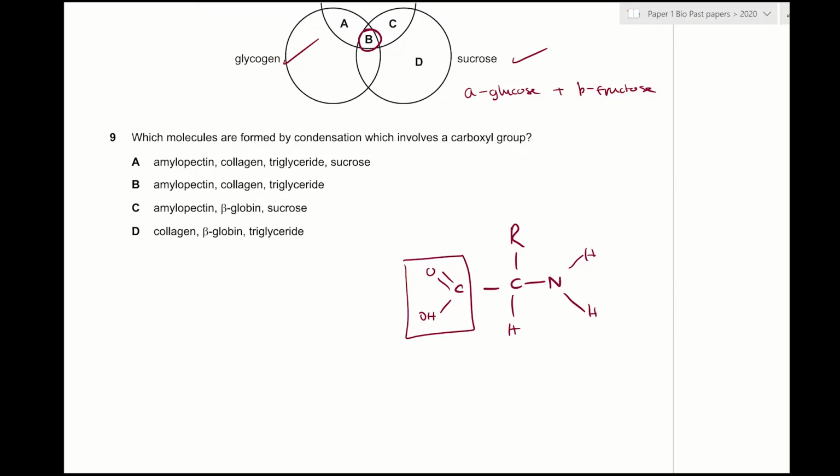Now we are looking for proteins. Here we have collagen, beta globin, which is also a polypeptide, and collagen and beta globin. Now, the second molecule that we have here that must also contain a carboxyl group are triglycerides, because as we said, triglycerides are formed by 3 fatty acids which have a carboxyl group and glycerol, a glycerol molecule, which is an alcohol. Therefore, triglycerides and proteins must have carboxyl groups, and the answer is going to be D.